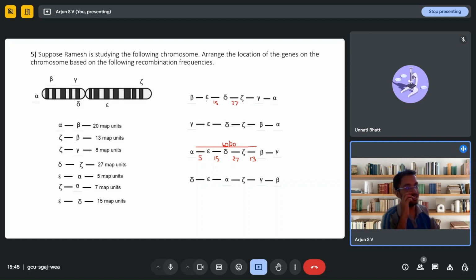So you can just see whether epsilon to delta or epsilon to gamma is given somewhere here. No, that's also not given. So gamma to delta is given 8. Gamma to omega is given 8 map units, and gamma to alpha it's not given.